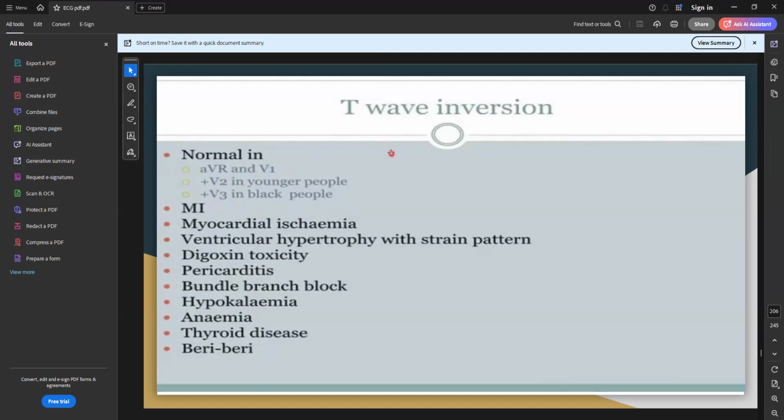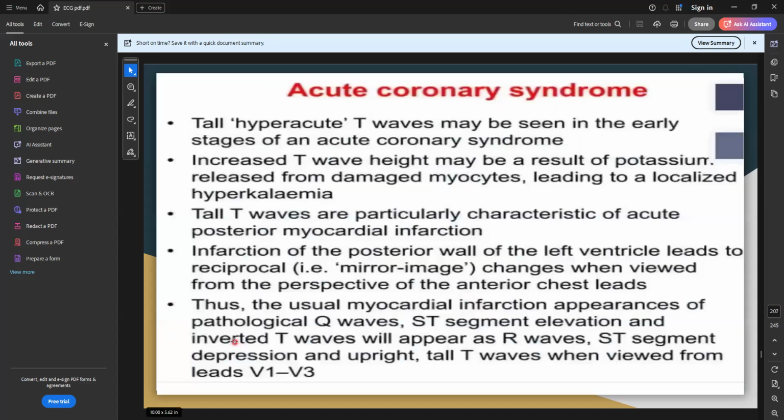The most common causes of T wave inversion are myocardial infarction, myocardial ischemia, ventricular hypertrophy, digoxin toxicity, pericarditis and hypokalemia. Elongation of the T wave, or a pronounced T wave, will be seen in hyperkalemia, whereas in hypokalemia, T wave inversion will be seen, also in anemia, thyroid disease and beriberi.